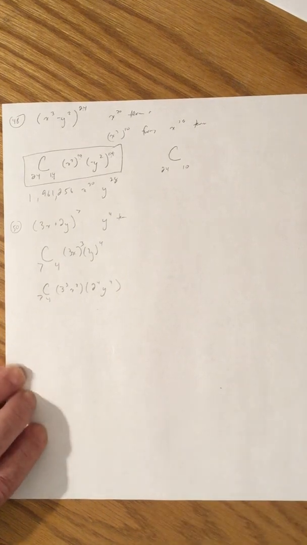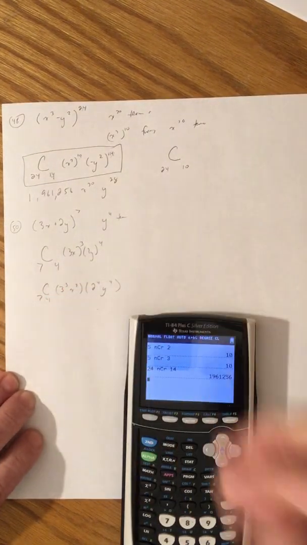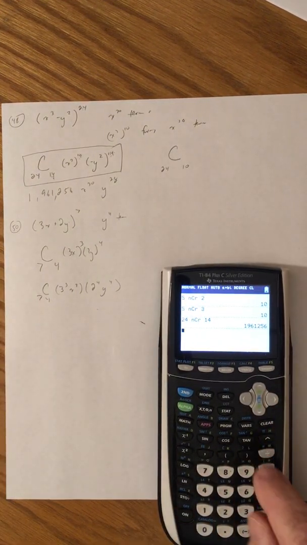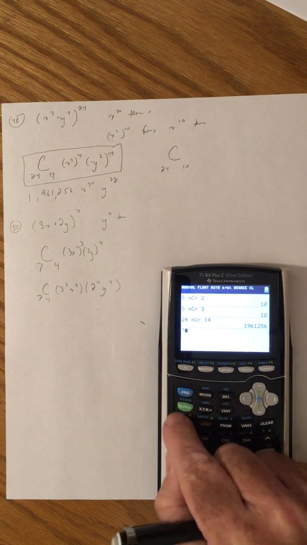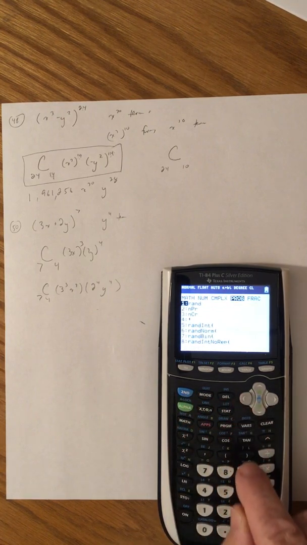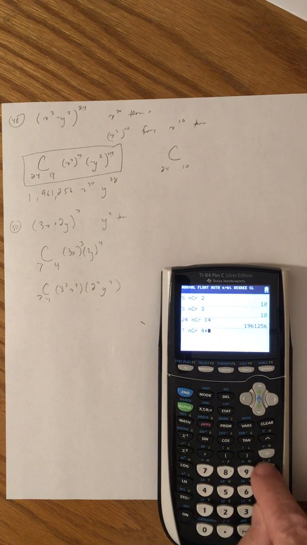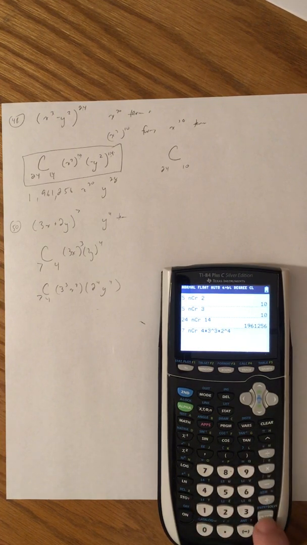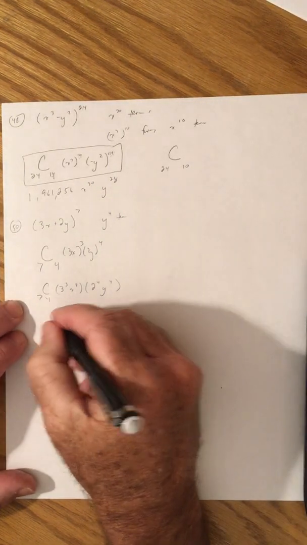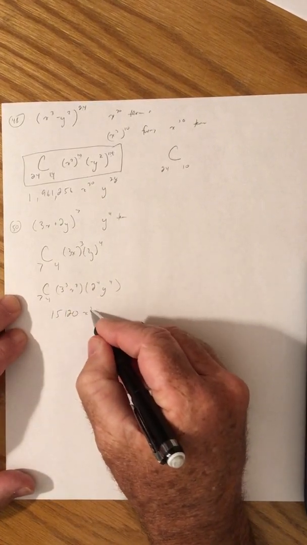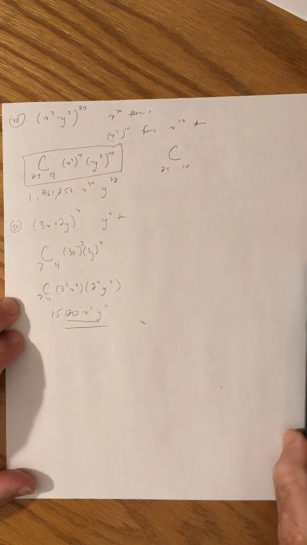Okay, now, again, we can do this. Let's just go ahead and do it. We're going to take the combination of 7 things, 4 at a time, and multiply that by 3 to the 3rd, and then multiply that by 2 to the 4th. And you get 15,120. And that is x to the 3rd, y to the 4th.